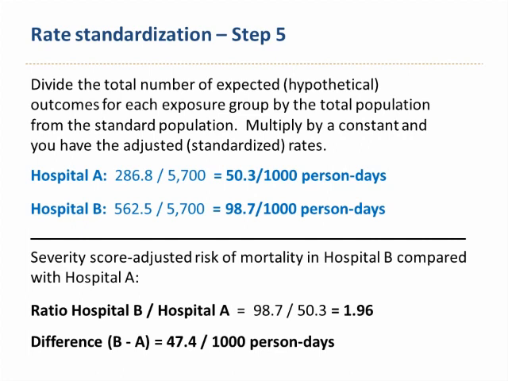With this information, we can now calculate an adjusted rate ratio comparing hospital B to hospital A, and this gives us a relative rate of 1.96. So we see that hospital B had nearly double the ICU mortality rate of hospital A, adjusting for severity score. And in terms of the rate difference, for each 1,000 person days spent in the ICU, hospital B had 47.4 deaths in excess of hospital A.